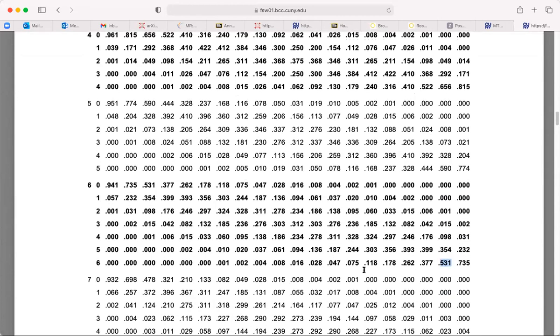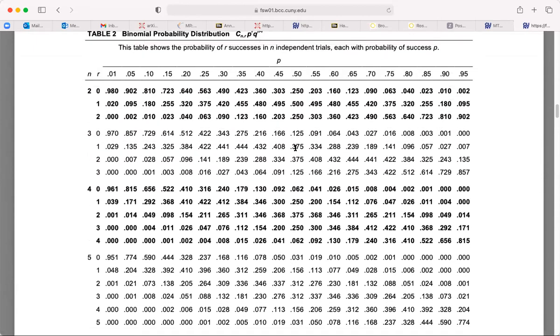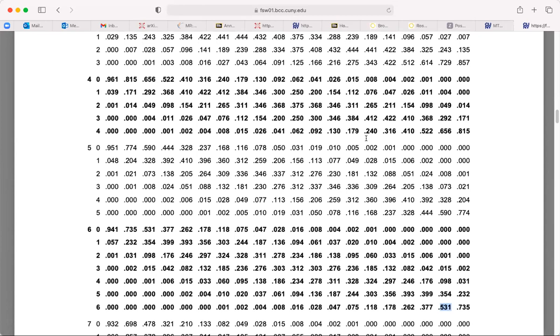All right, so I'm gonna stop sharing, unless there's a question about this table. But you can see, right? First column you have N, the second column you have R, and then after that the 0.01, 0.05 corresponds to your P, right? So I'm gonna stop sharing, guys.